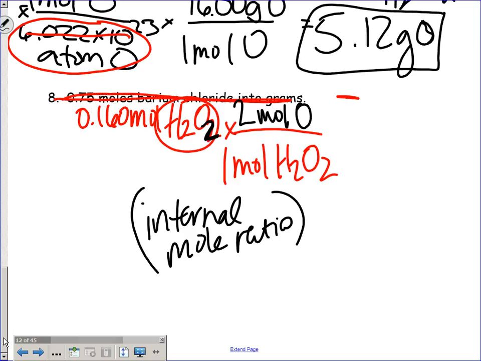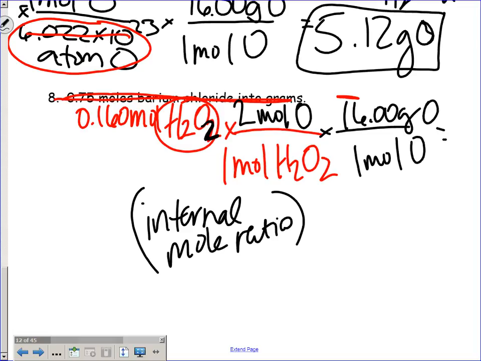But this gets me to moles of oxygen, right? Totally surpassed Avogadro's number. Now, if I had to get to grams, what would I do? You just put the 16.00 on top, and then 1 mole on the bottom. There you go, and you're there.